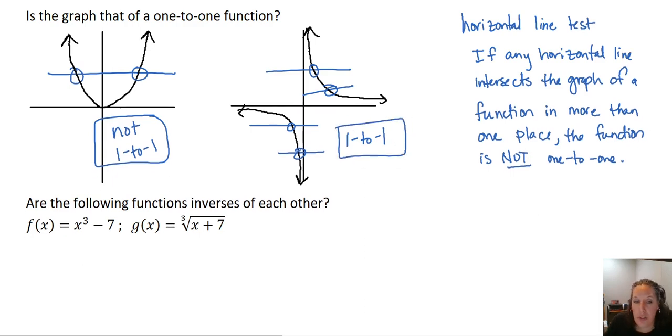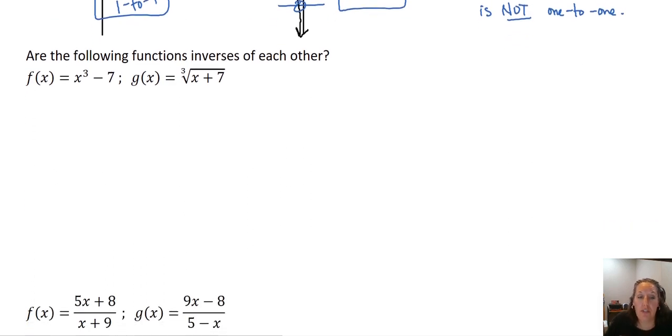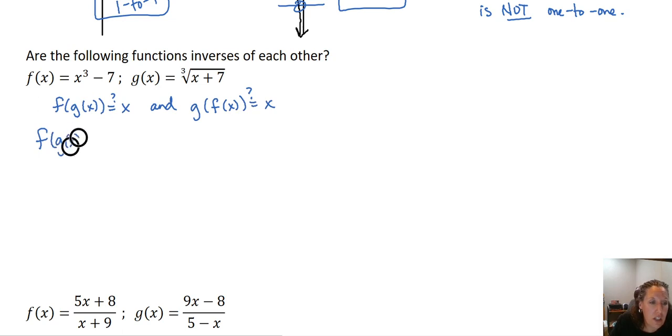All right, to determine whether two functions are inverses of each other, we have two different parts. We need to show that f of g of x is equal to x, and that g of f of x is equal to x. So first let's find f of g of x. For this example, our f of x is x cubed minus 7, and our g of x is the cube root of x plus 7.